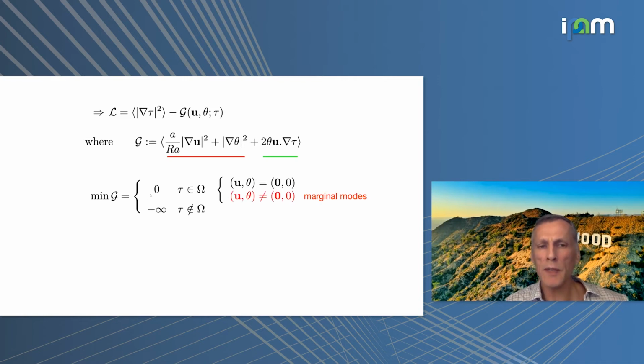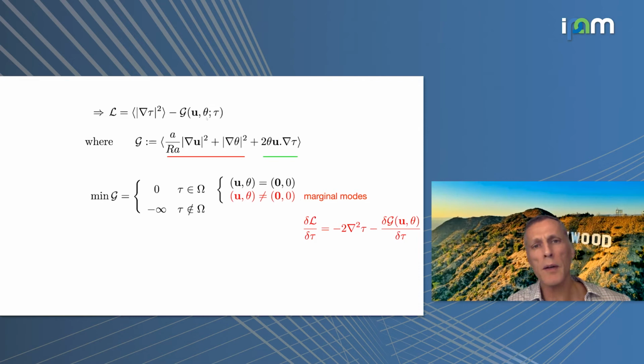Now, the minimum of g, if it exists, is 0. That's what I'm interested in. Obviously, I don't want minus infinity because I'll have no bound. But if I specialize to the case where min g is 0, I similarly have two possibilities. The velocity and temperature field can either be 0, or the velocity and temperature field can be non-trivial, and these are marginal modes. And these are the important things that you need to find.